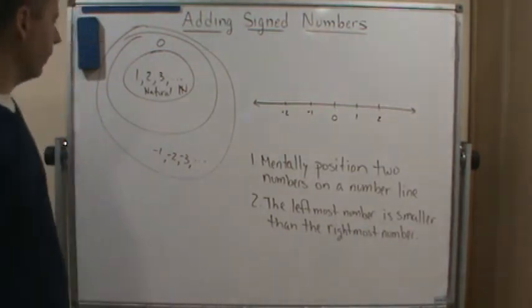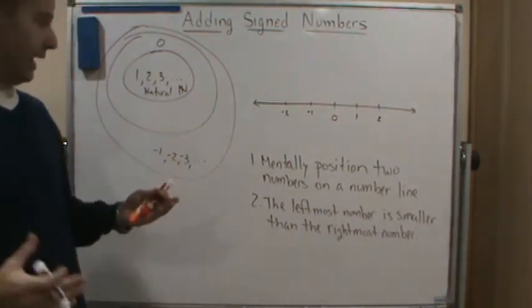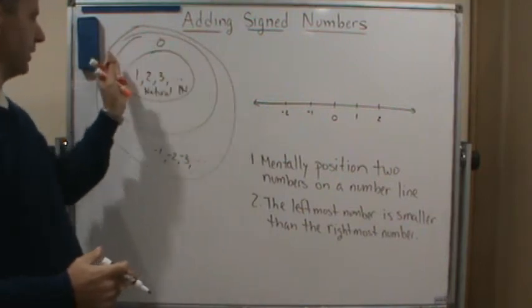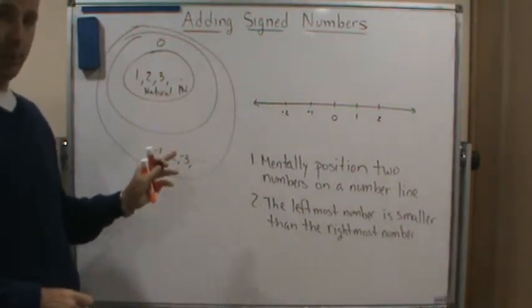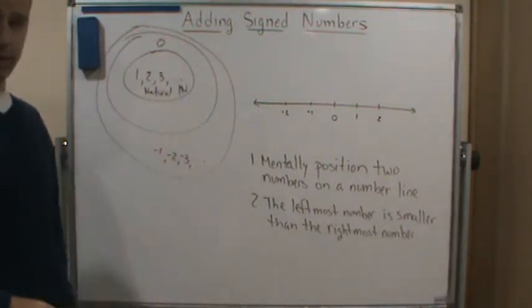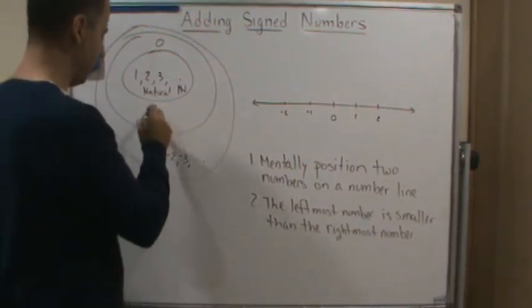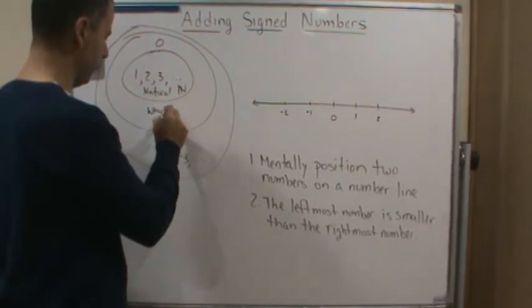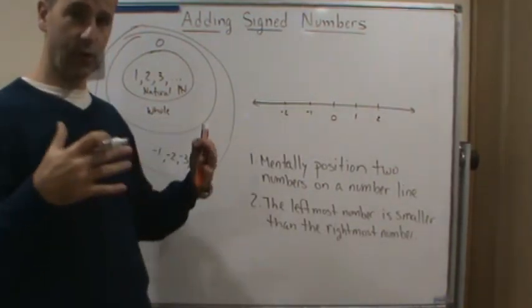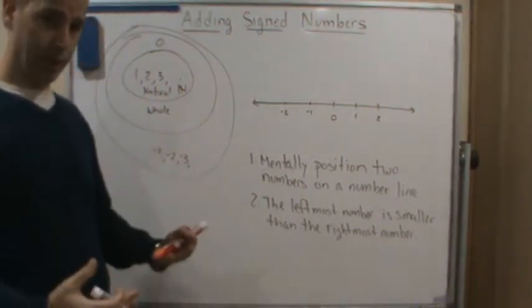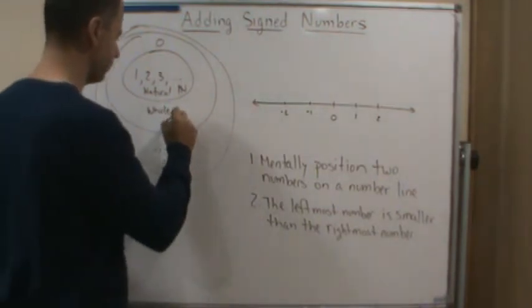Then what happens to the next set? There's another set that includes the natural numbers, but what if you add 0 to the natural numbers? Now the set becomes a little bigger, and now it becomes the whole numbers. So the whole numbers is the set of all the natural numbers plus 0.